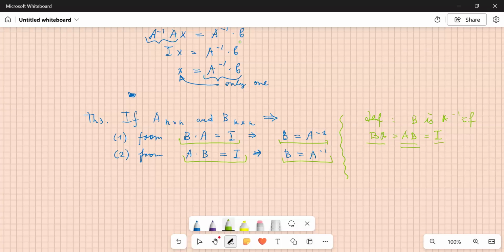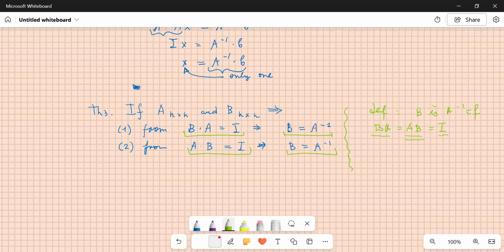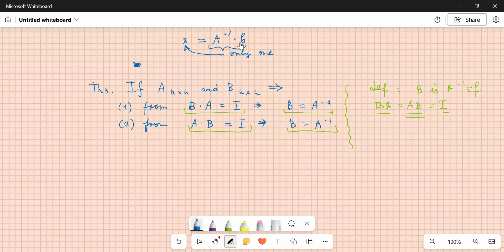We can prove either the left one or the right one. So the theorem is telling us that if you multiply some matrix by A and get the identity, then that matrix is its inverse. You don't need to check by multiplying on the opposite side. So left or right, doesn't matter. I'm going to prove both of them because the proofs are slightly different in both cases. So I'm going to prove number one.